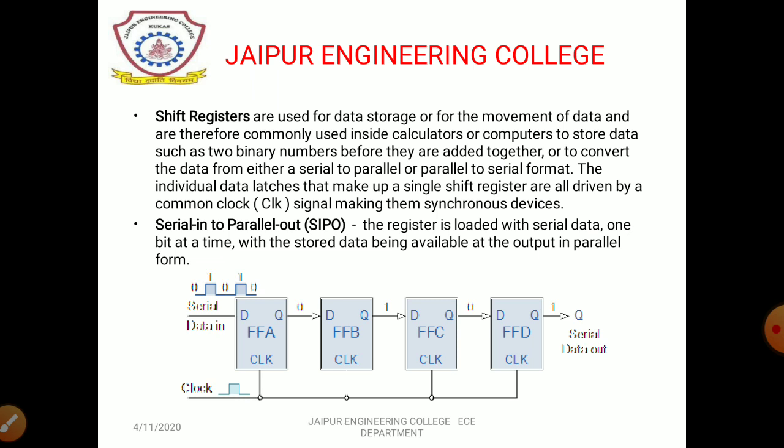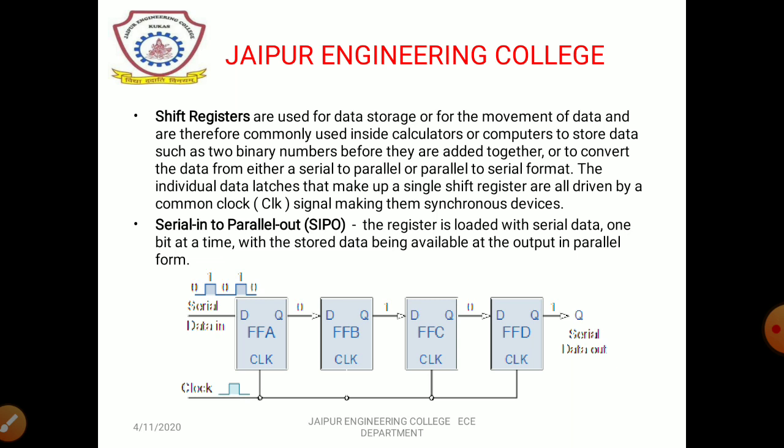Serial in parallel out shift register. The shift register, which allows serial input and produces parallel output, is known as serial in parallel out shift register. The block diagram of a 4-bit SIPO shift register is shown in the following figure.